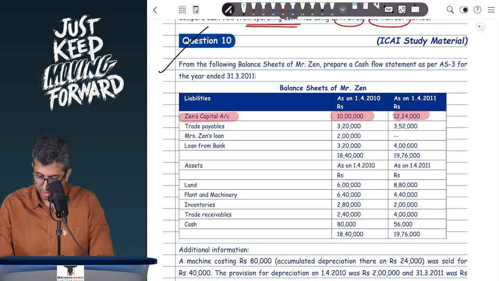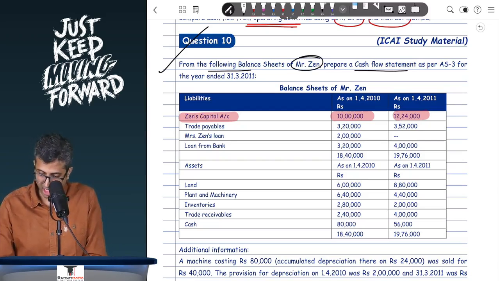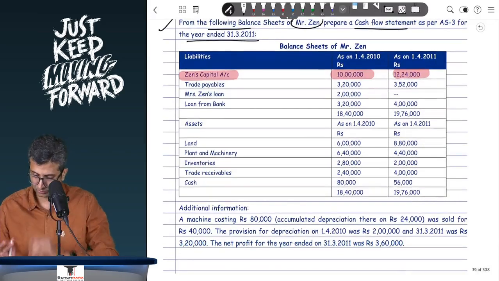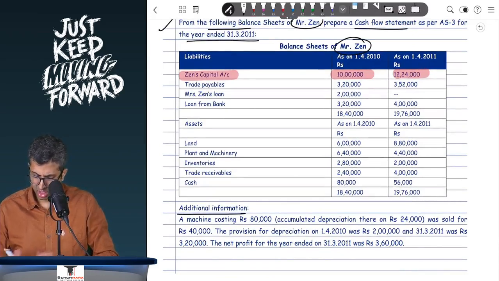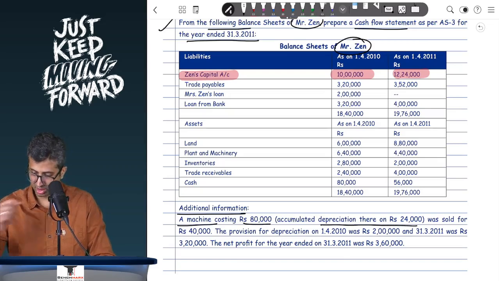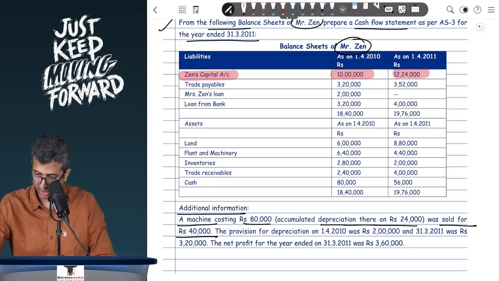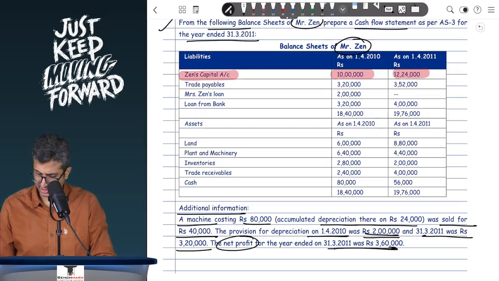So from the following balance sheet of Mr. Zen, maybe an individual or a partner, prepare cash flow statement as per AS3 for the year ended 31st March 11. This data is given for Mr. Zen. Additional information is available, and in that you have been given that a machine costing 80,000 with accumulated depreciation of 24,000, which means 80 minus 24, 56,000 will be your written down value, was sold for 40,000, which means there is a loss of around 16,000. The provision for depreciation on 1st April 10 was 2 lakhs and on 31st March 11 was 3 lakh 20. That's fine. The net profit for the year was 3 lakh 60.